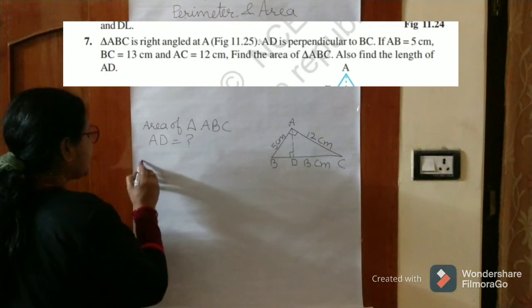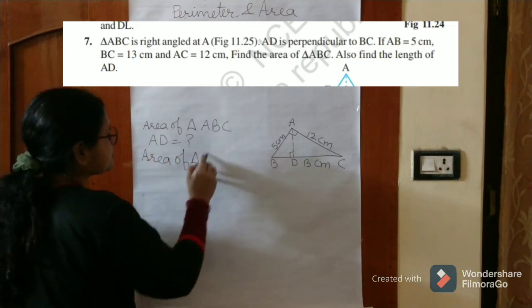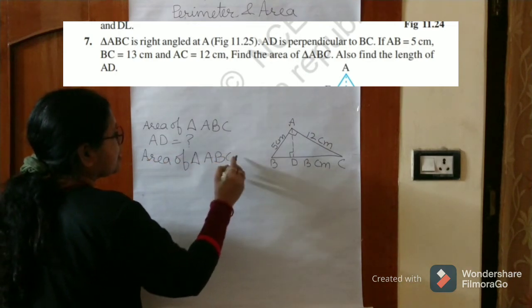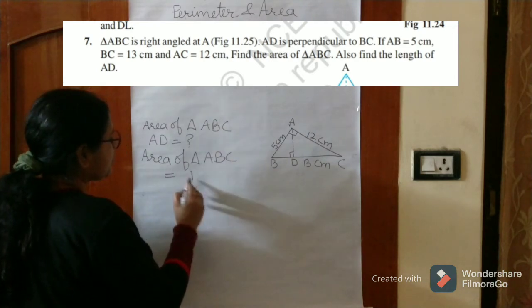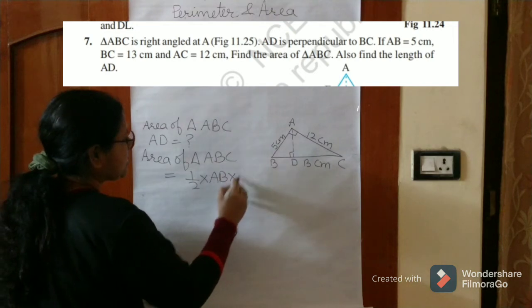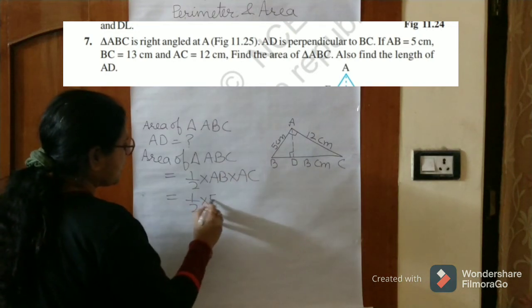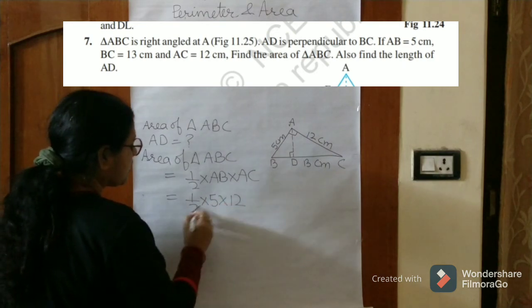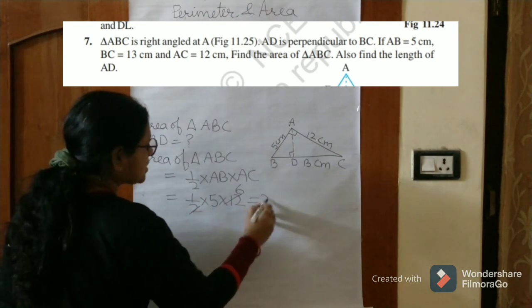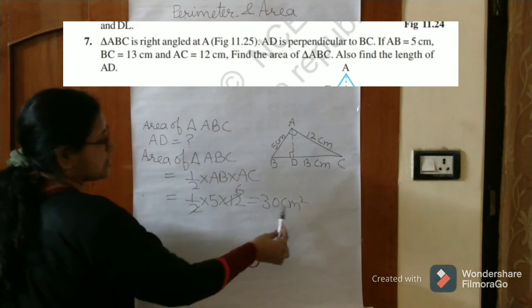Means area of triangle ABC is equals to 1 by 2 into AB, that is base, into AC. Then 1 by 2 into 5 into 12. That is 30 centimeter square. So the area is 30 centimeter square.